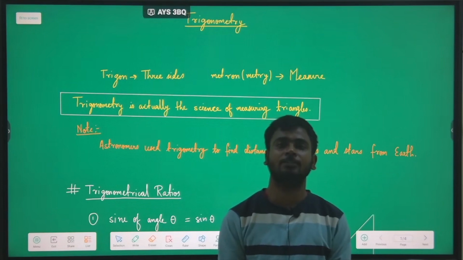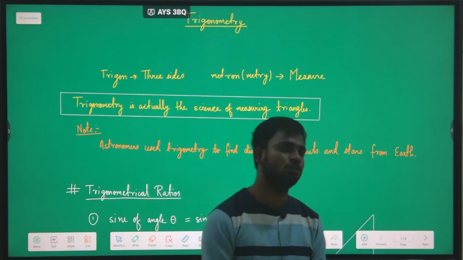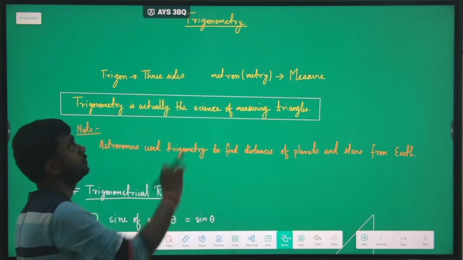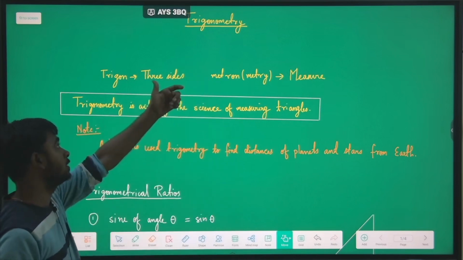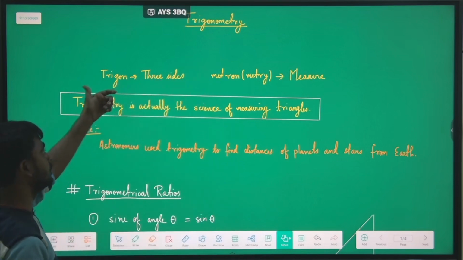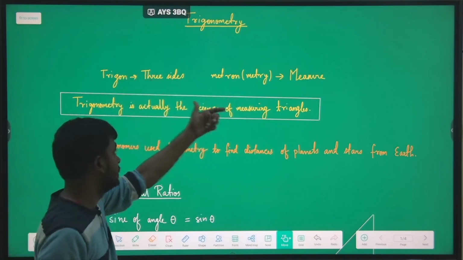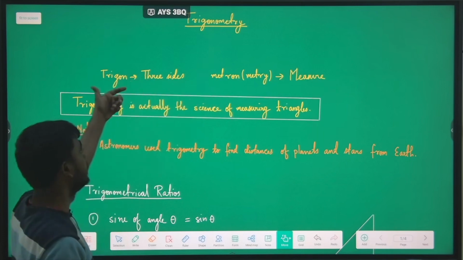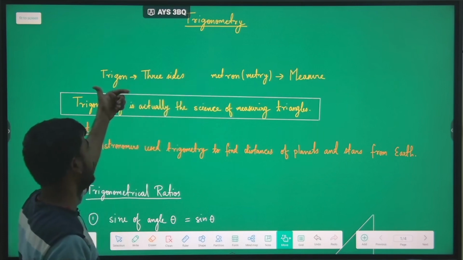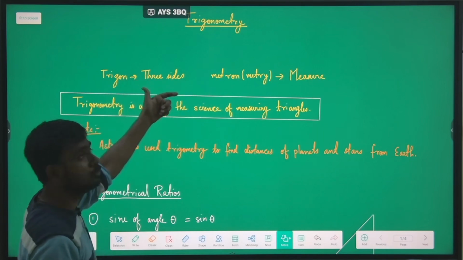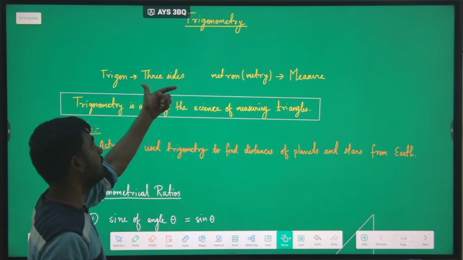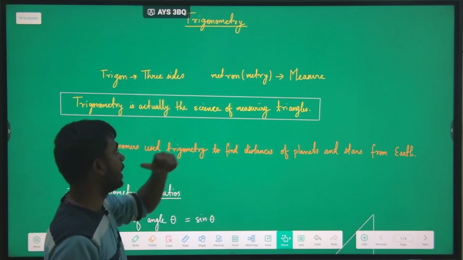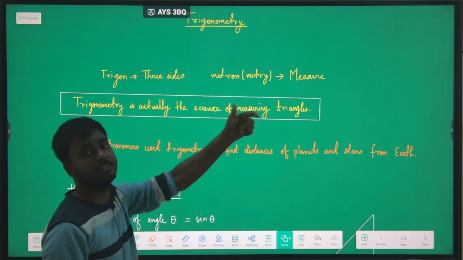Today we will start our chapter Trigonometry. So what is trigonometry? As the name suggests, trigonometry is made of the words trigon and metron. These are derived from Greek words. The meaning of trigon is the triangle or any figure having three sides, and the meaning of metron is to measure.